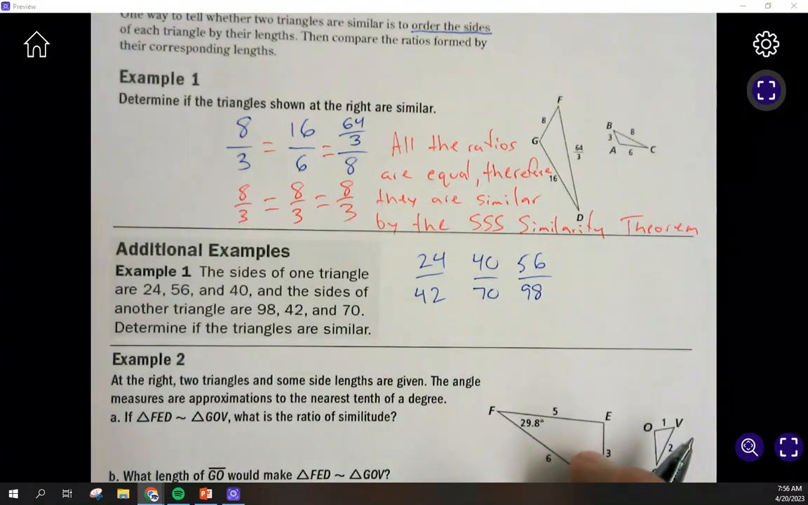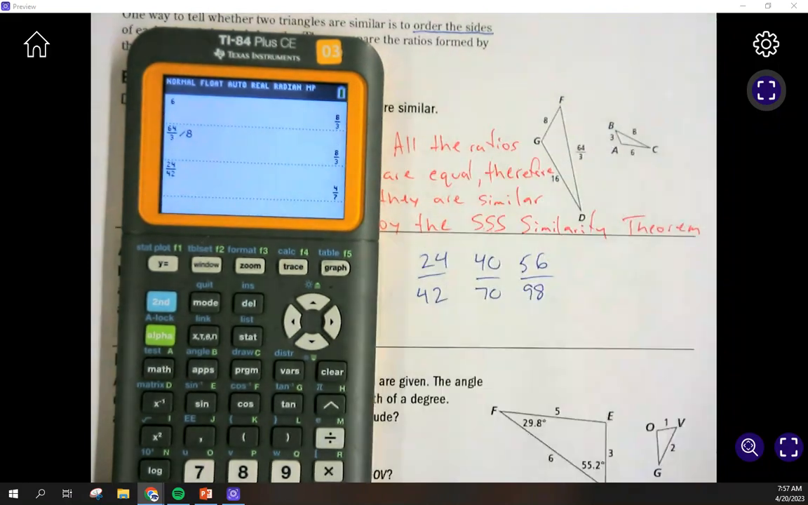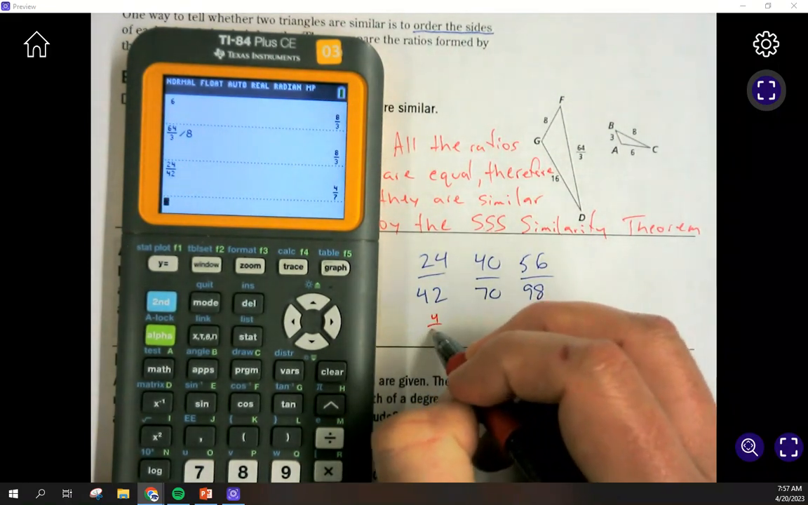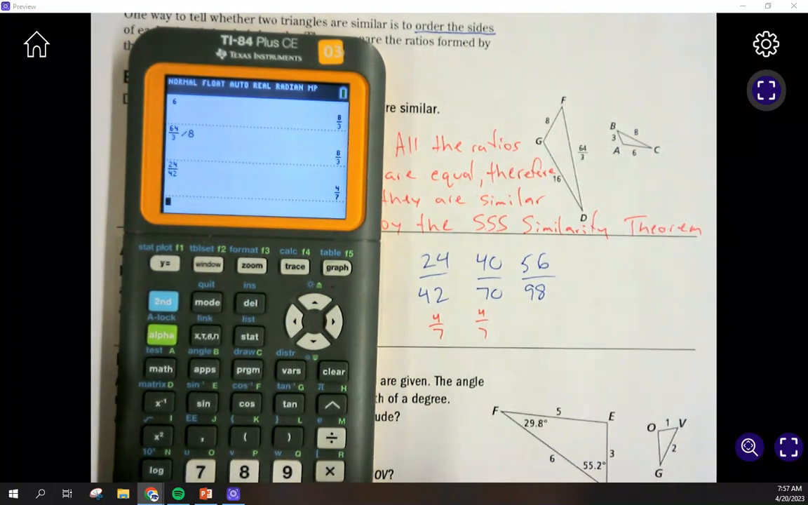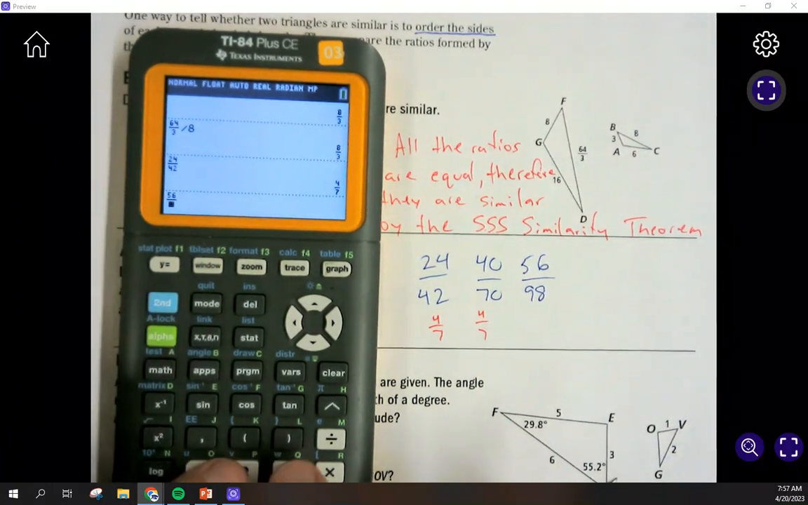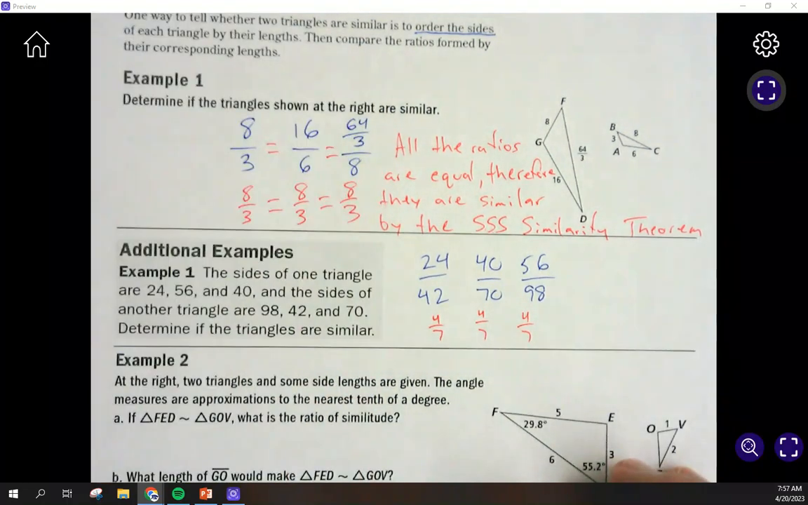So I'm going to go ahead and simplify these. Some of you can do that quick in your head. If not, use the calculator. So that's 4 over 7. Now 40 over 70, we should see that one. Divide by 10, that's 4 over 7. And then 56 over 98 also is 4 over 7.